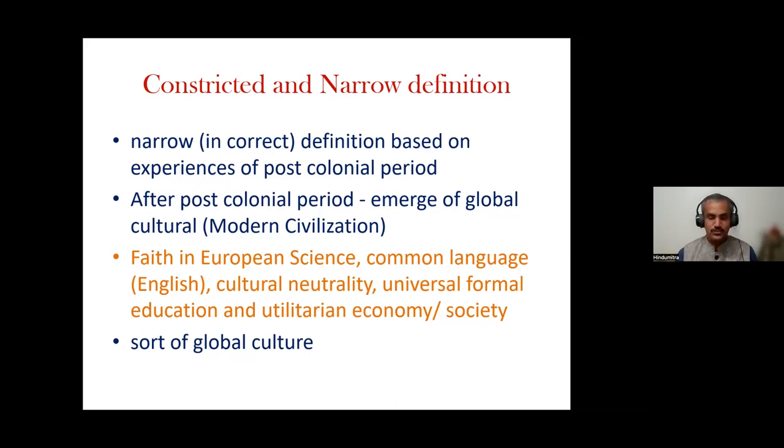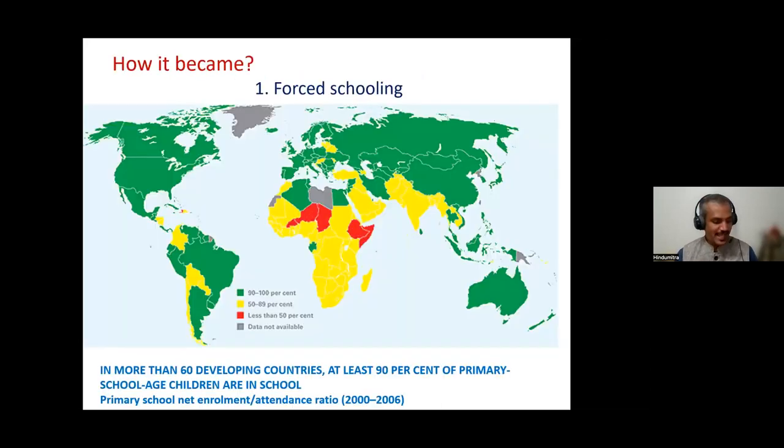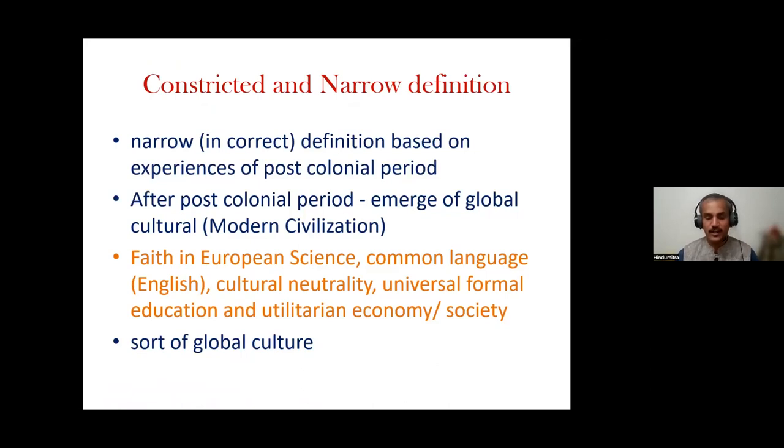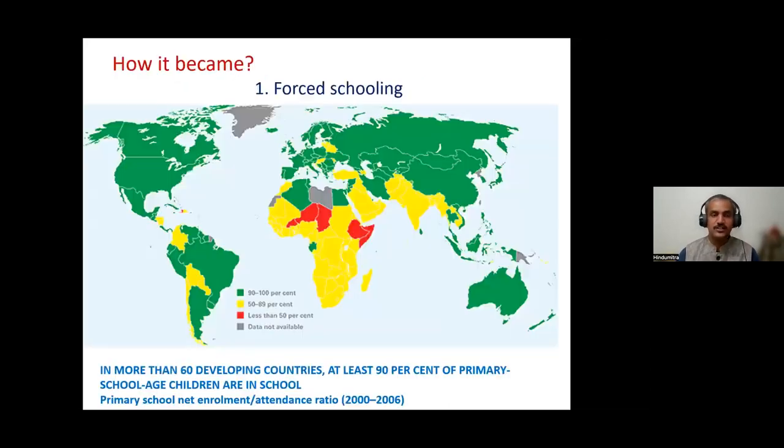So how did this happen across the world? First is because of forced schooling. I would call it forced schooling because across the globe, it is considered the only way to school.